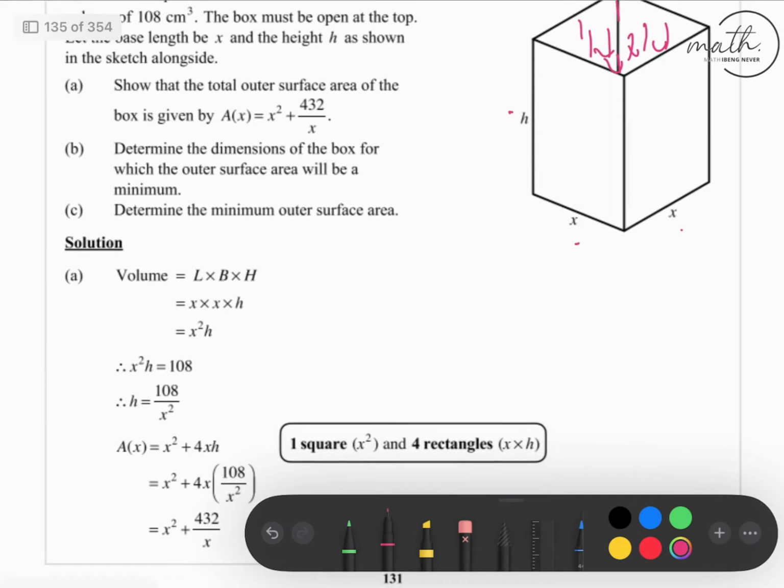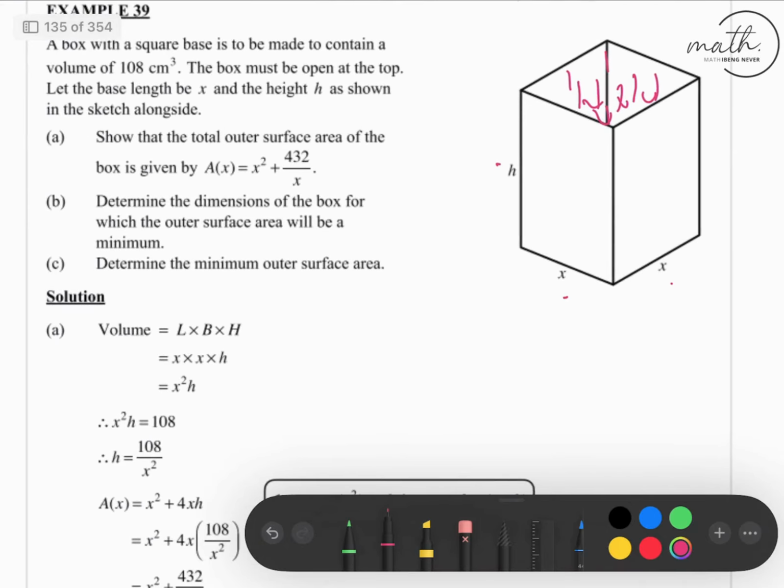Show that the total outer surface area of the box is given by this. That is, if you find the areas of all the shapes that make up the outside of this box, you'll get that. Now you just need to know how to find the area of rectangles and a square.